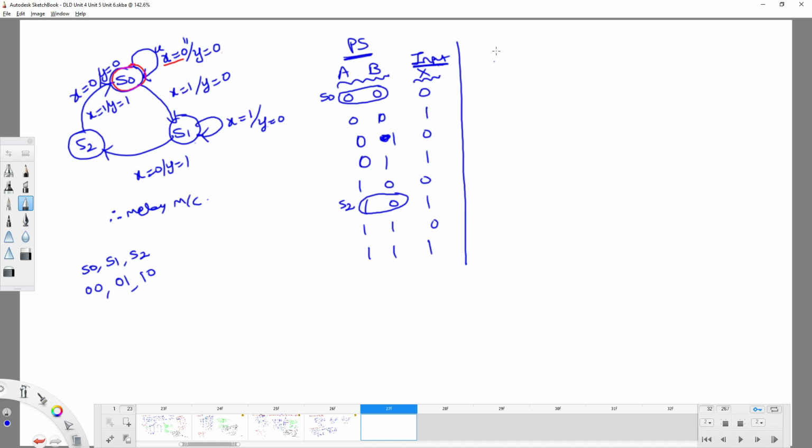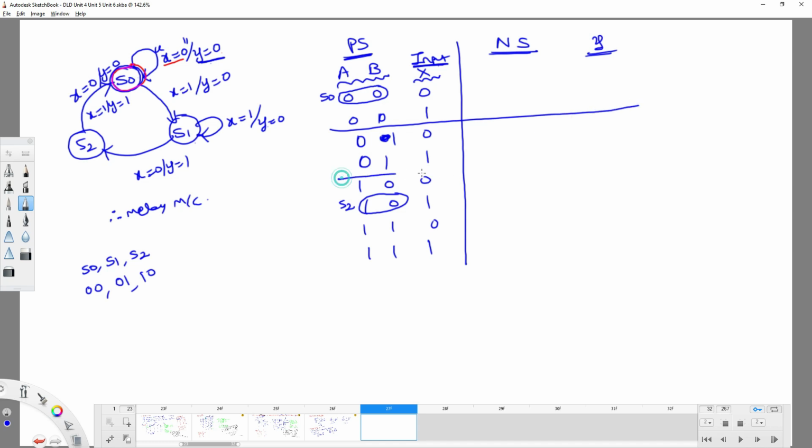Once you define this, you can expect what the next state might be. You understood that, right? So if I am present at S0 on input 0, where am I moving? I am moving to the same S0, and my output Y is 0. So I am going to define its Y also.